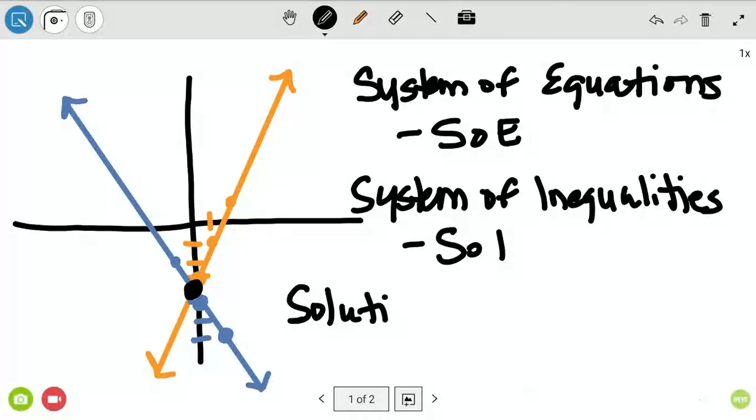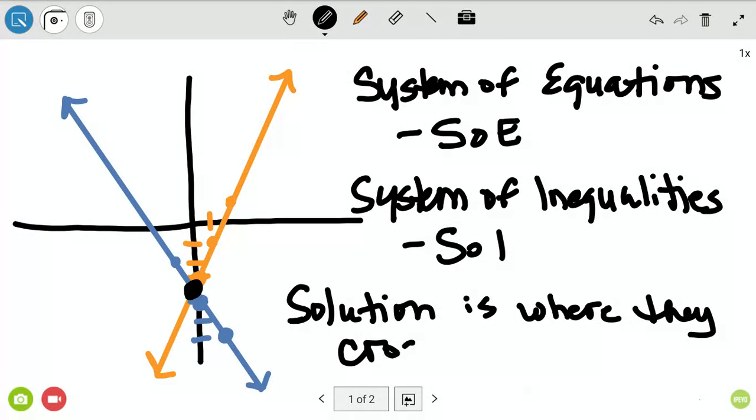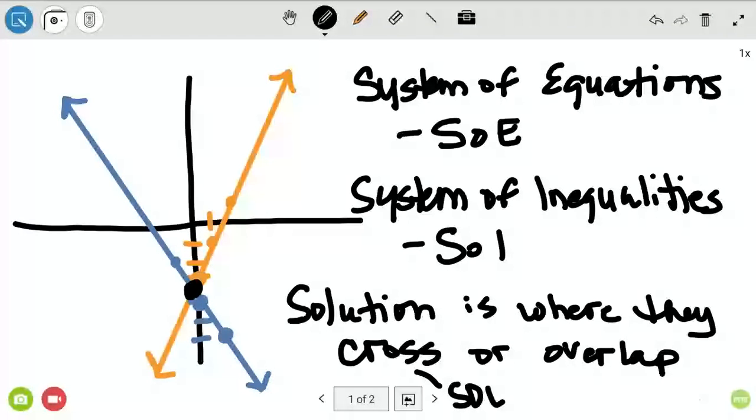The solution, okay, is where they cross or overlap. And the reason I say or is because cross is system of equations and overlap is system of inequalities.